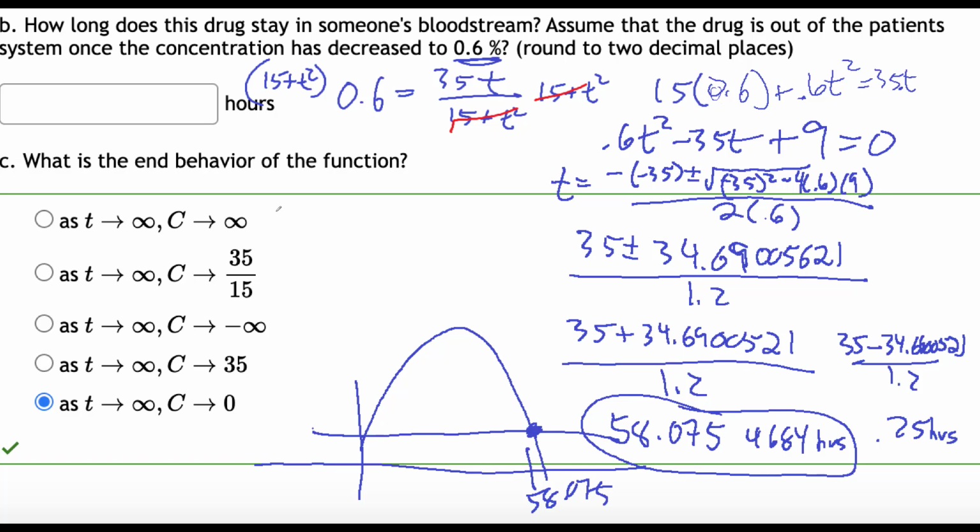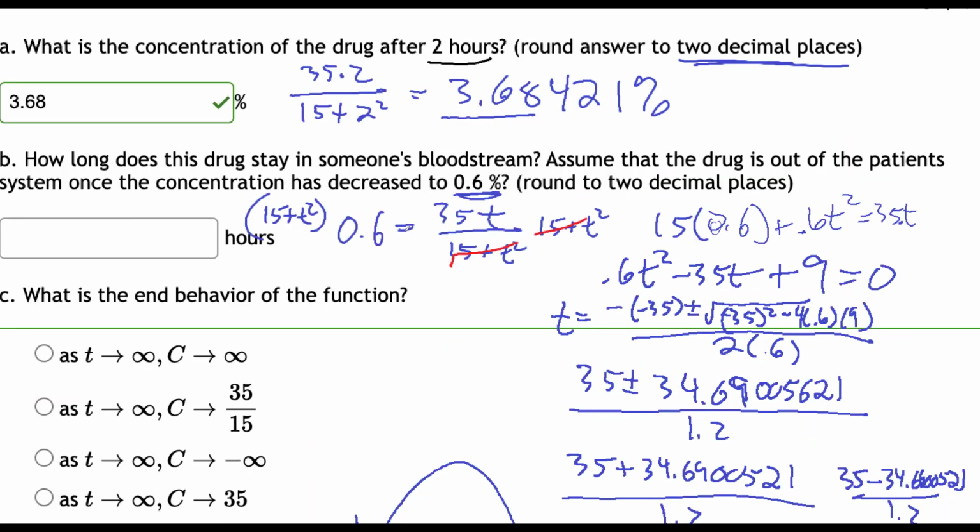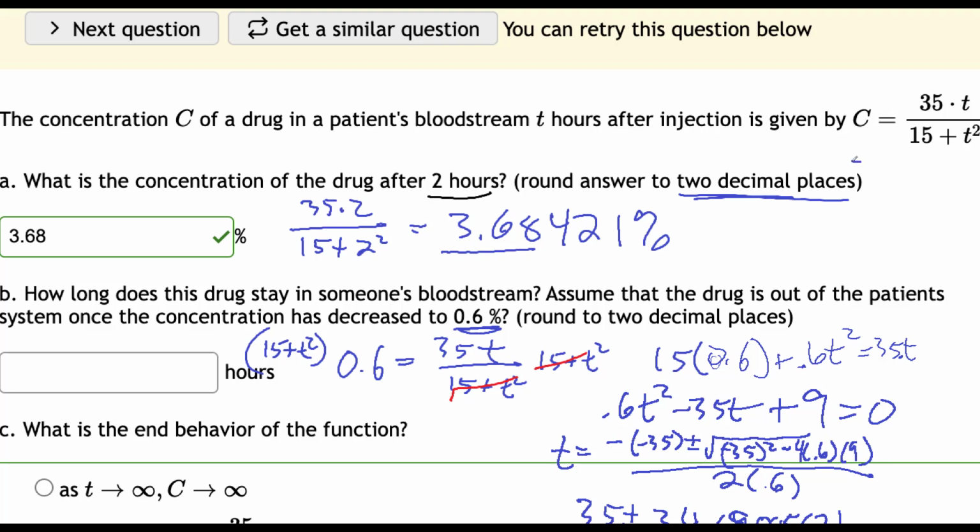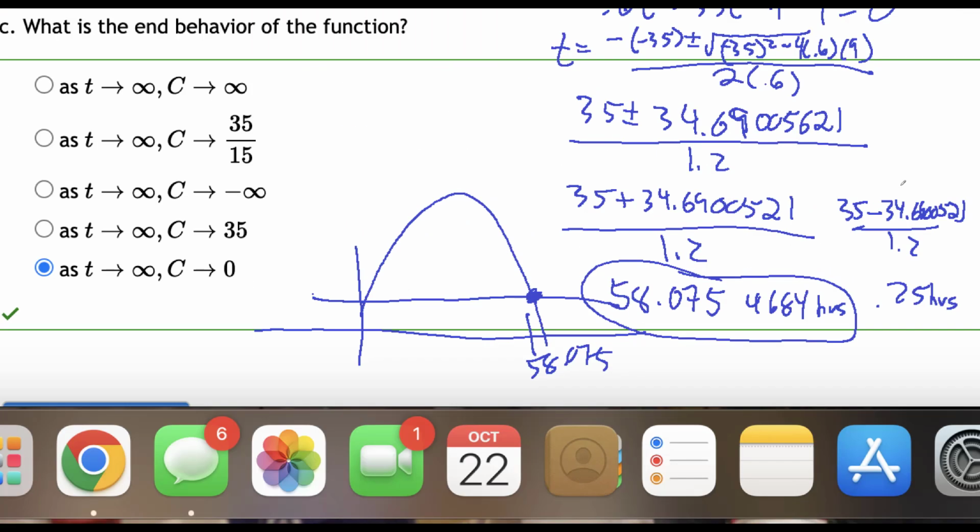And then what is the end behavior of the function? As t goes to infinity, what happens to c? Well, here's our function. If t gets really, really big, the t squared is going to overpower the t. So it'll become something small over something really large, and so it goes to 0. And that's why we get this answer here. Okay, hope that helps.